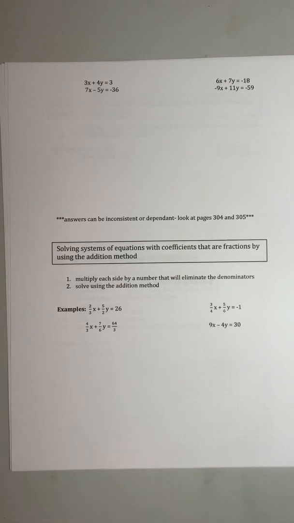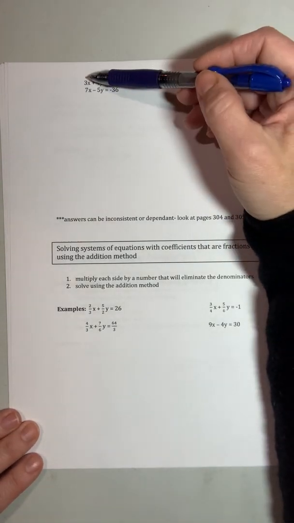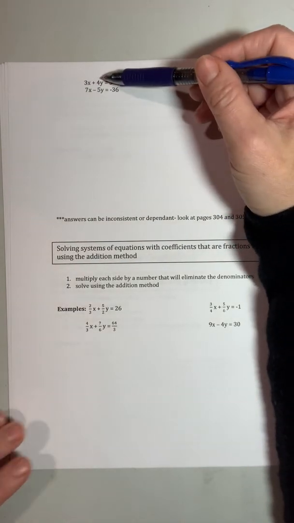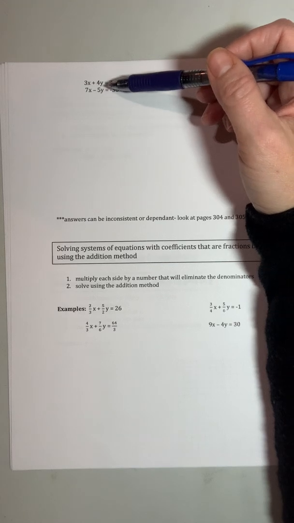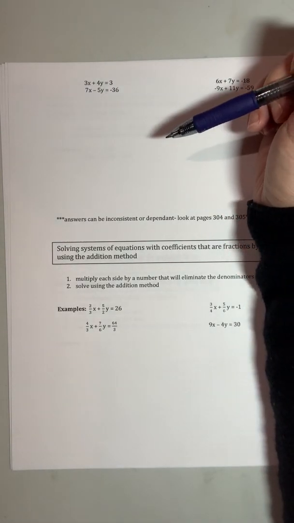Okay, let's do a couple more. So I have 3 and 7, 4 and 5. There's nothing I can multiply by 3 and get 7. There's nothing I can multiply 4 and get 5. So this is going to require us to multiply both equations by something new.